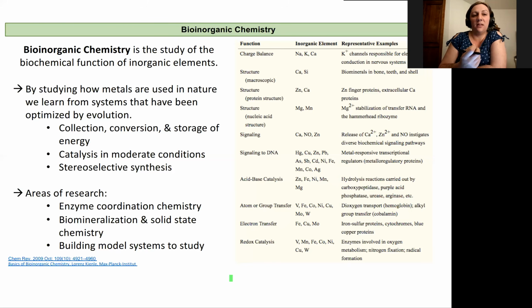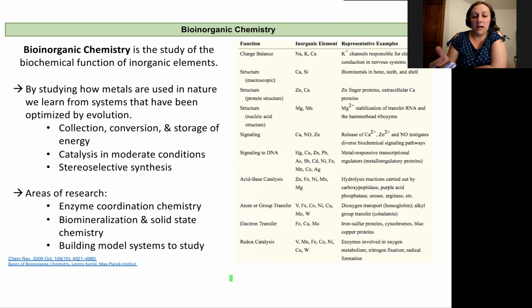A lot of the interesting areas of research or frontiers of this involve how coordination chemistry is used in enzymes, looking at biomineralization, so the solid state chemistry of inorganic compounds in biomaterials, and then also building modeling systems to study these different transformations we see in nature, and then trying to learn and glean from them and simplify them. And so that's kind of a broad overview.